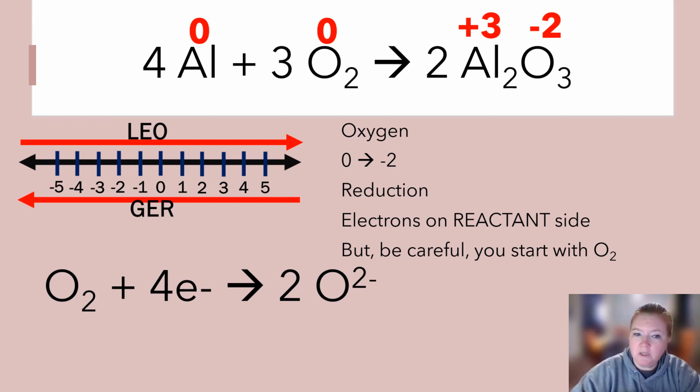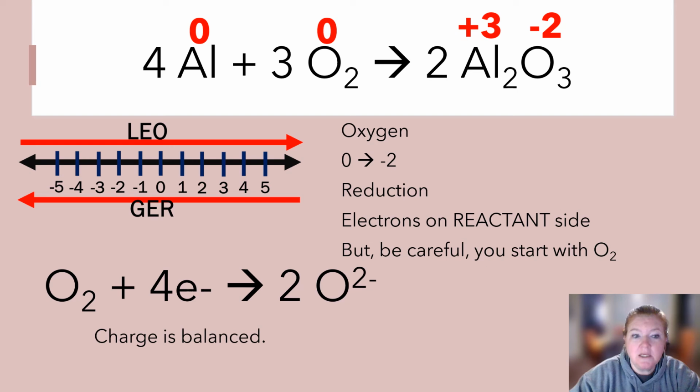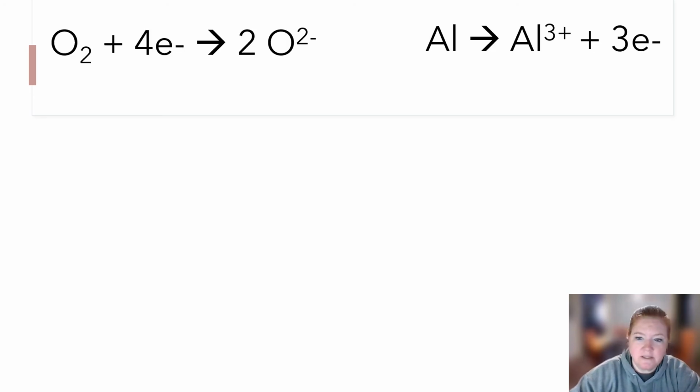Okay? And when you look at this, the charge does in fact balance. It's -4 on both sides. So yes, the charge is balanced, and I have 2 oxygens on both sides, so yes, mass is balanced. And now we're going to try and put them together. All right, ready? Here we go. We're putting it together. So there's our reduction, there's our oxidation.